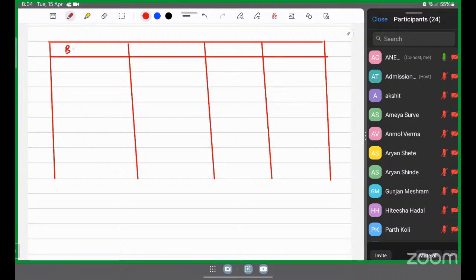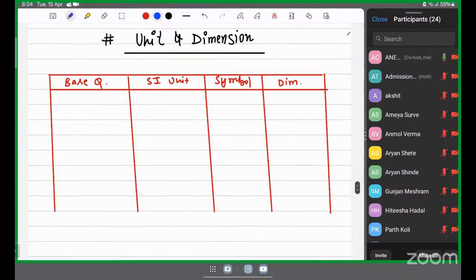So these are base quantity, fundamental quantity, SI unit for them, symbolical representation, and their dimension. In physics, physical quantity is a quantity which can be measured directly or indirectly. Physical quantity can be classified into 2 categories: base quantity, fundamental quantity, and another one is derived quantity. Base quantities or fundamental quantities are the quantities which are independent of any other quantity. They need no one. They can be explained by themselves. They have their own definitions and conditions.